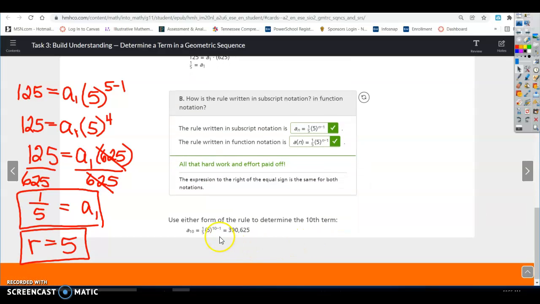All right, so it says use either form of the rule to determine the 10th term. So we just plug 10 in for n, and we would do 10 minus 1, which is 9. 5 to the 9th power times 1/5 would give us 390,625. And if you type this in your calculator, it may give you that. Let's see what it does.